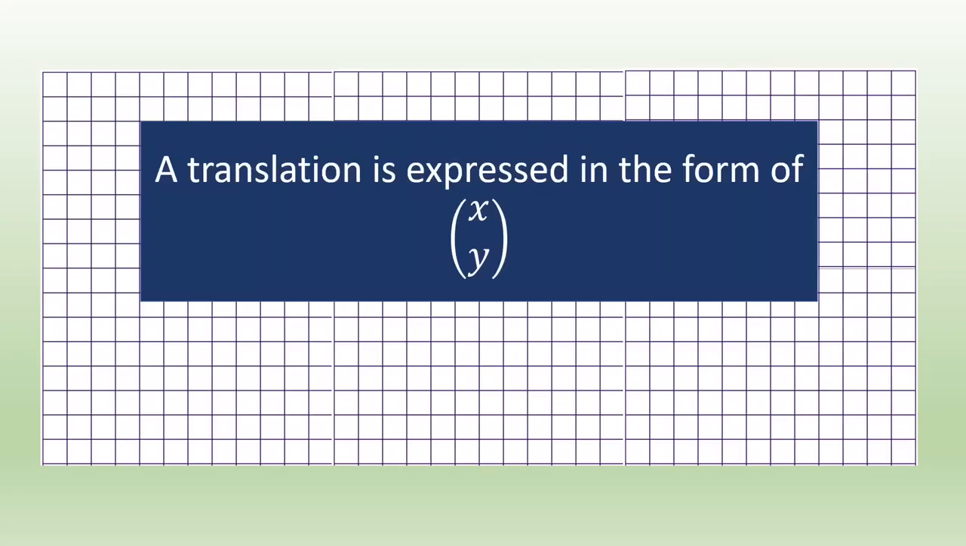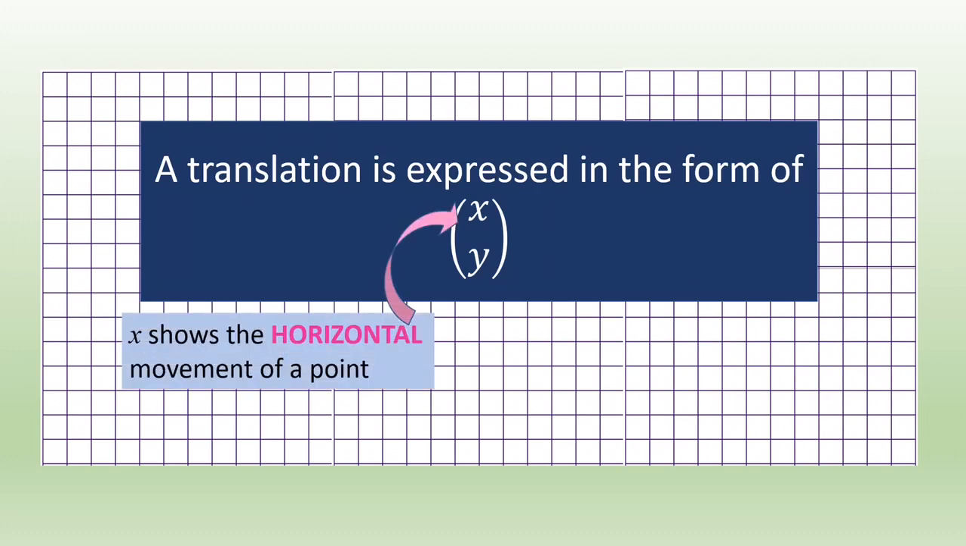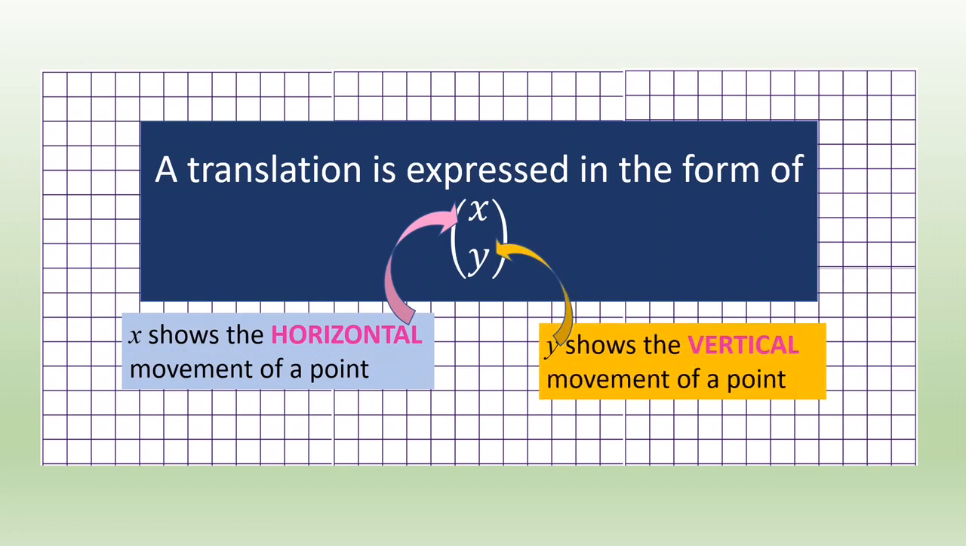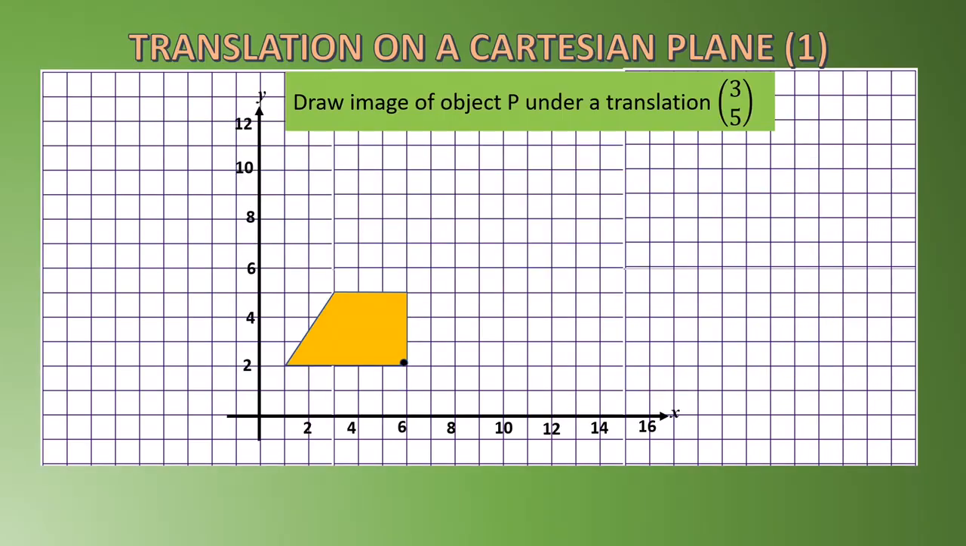Hi, today you are going to learn about translation. A translation is expressed in the form of (x, y) like this, where x shows the horizontal movement of a point and y shows the vertical movement of a point. In this example, find the image of object P under translation of (3, 5).